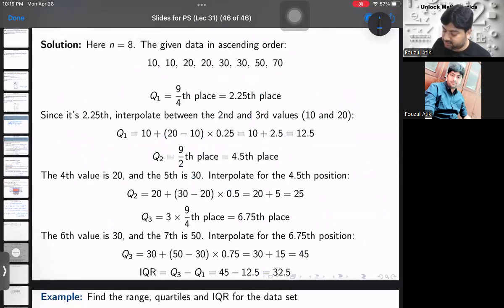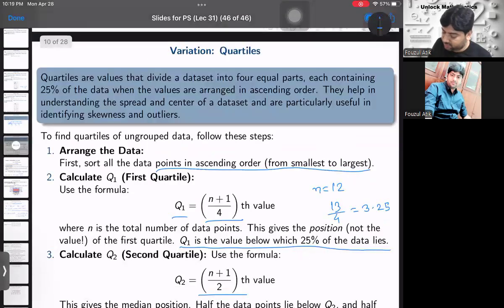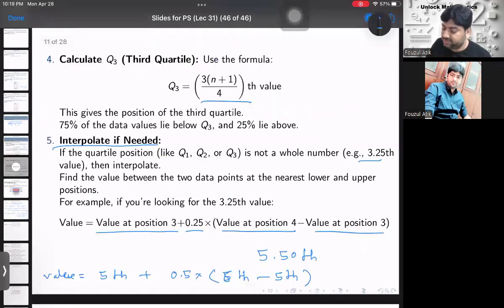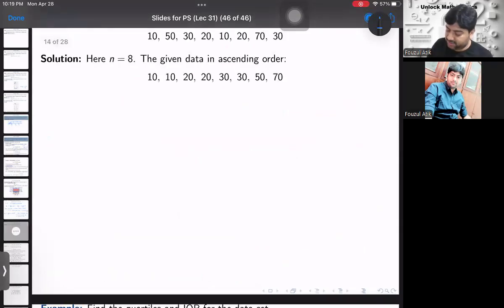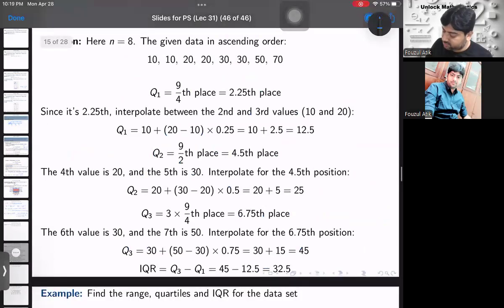It is just a minute, I will show you the Q3 formula. It is 3 by 4 times n plus 1th value. So 3 into n plus 1 by 4th value. Right? So if you calculate, you will be getting Q3 is equal to 45. Again, you have to interpolate. It is 6.75 value. So again, you have to interpolate. So it is 6th value plus 7th minus 6th into 0.75. So finally, you'll be getting this value is 45.